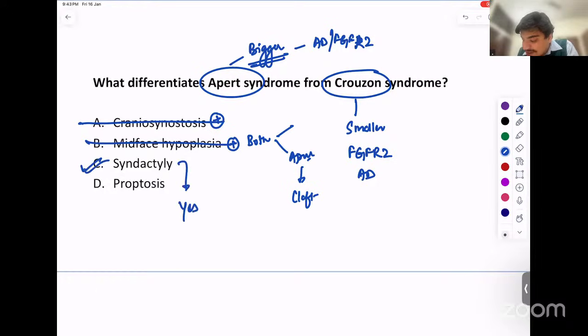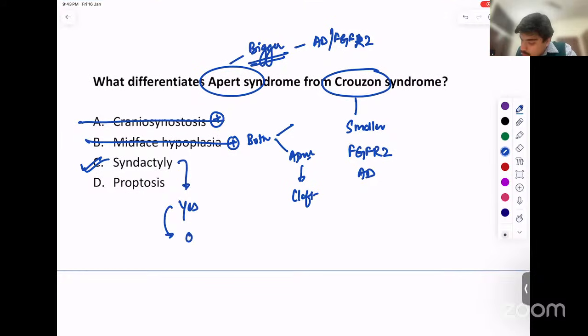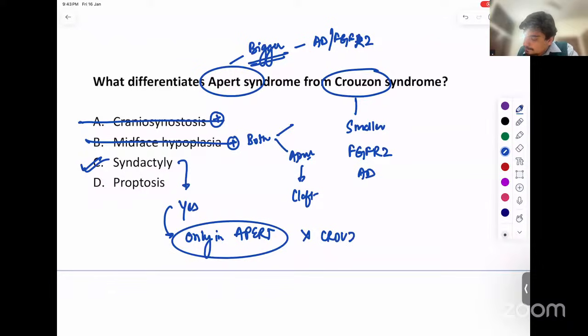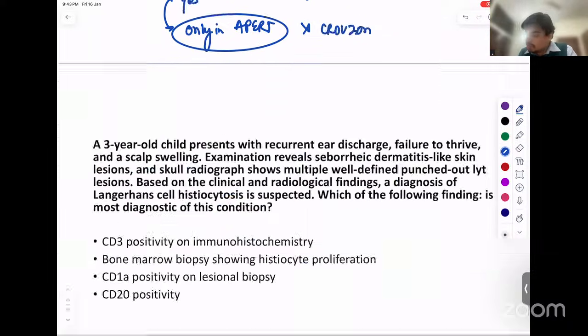Remember, syndactyly is a severe form, right? When the fingers are fused, the mitten hands, syndactyly is seen only in Apert. It is not seen in Crouzon.